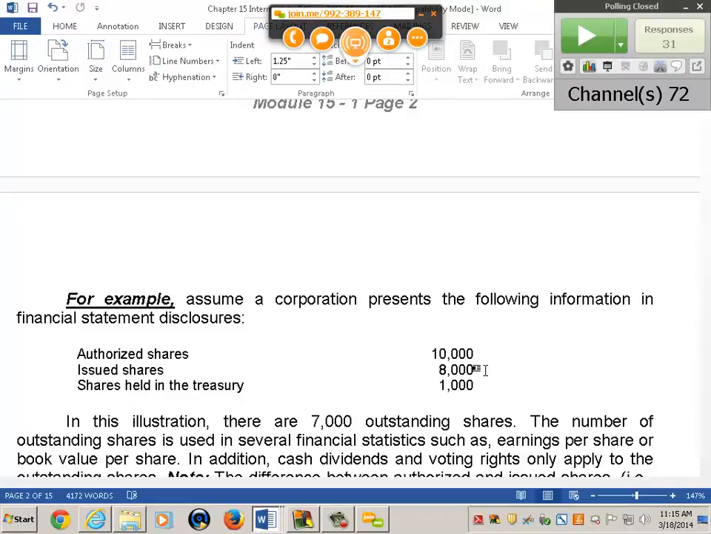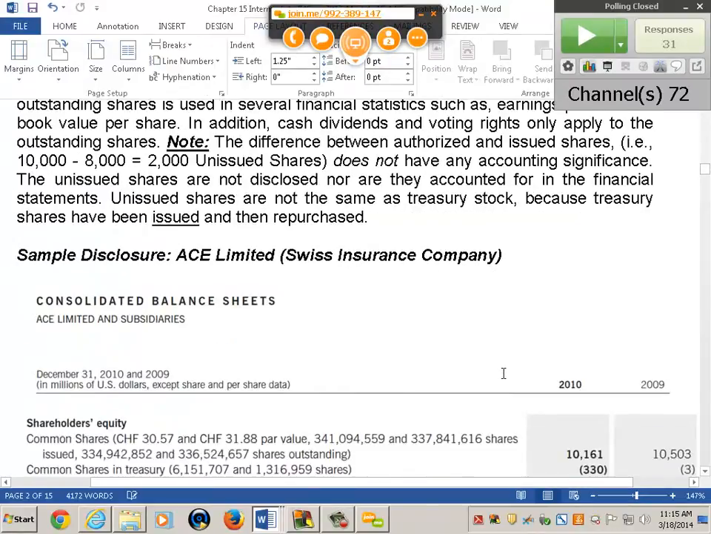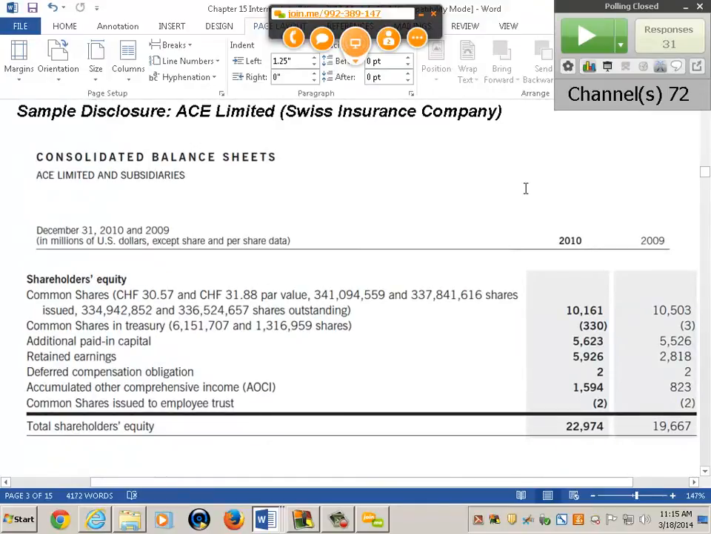Now, looking at the disclosures, and we said disclosures are all important for this chapter and for this section of the balance sheet. This is ACE Limited. It's a Swiss company traded on the New York Stock Exchange, and it is showing you a stockholders' equity section that has lots of important components for us. First of all, we talked about the 3 components, and those components are contributed capital, and that consists of common stock, shares in the Treasury, and additional paid-in capital. Second, we have retained earnings.